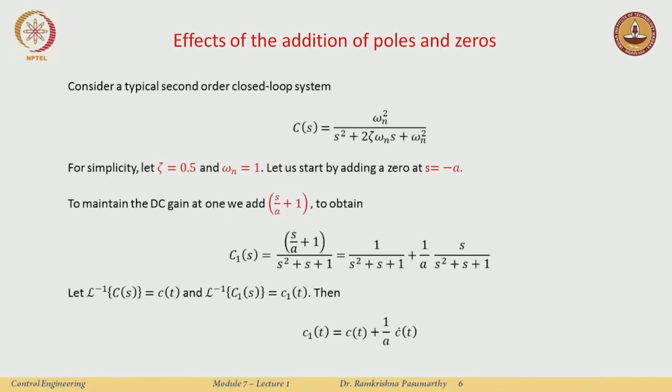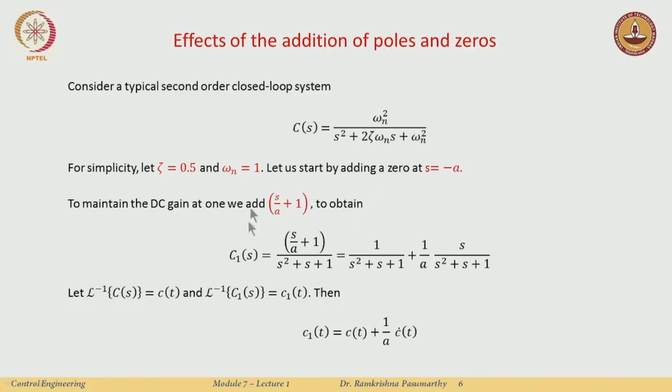Okay. So, we start with a typical second order closed loop system and we know that this is always stable. So, we do not need to worry about stability here, and just for computational purposes or simplicity, I set the damping ratio to 0.5 and omega n is 1. Now, I will start by investigating the effect of adding a 0. So, where do I add the 0? Let us say I add a 0 at s equal to minus a, again in the left half plane.